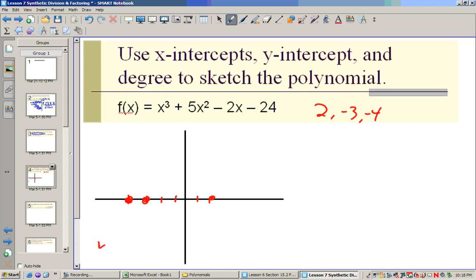So we'll start down here. It'll come up, go down here. It crosses at negative 24. So it'll come down here, cross down there, and shoot back up. So we used our x-intercepts, we used our y-intercepts, and we used the degree in order to sketch this polynomial. Sure, it might be a little higher here, it might look a little bit different down here, but we know it passes through these 4 points and goes in this general pattern.